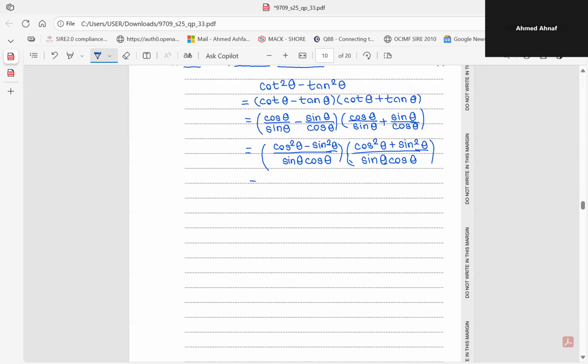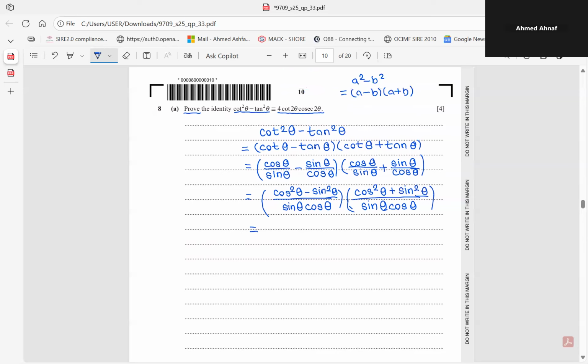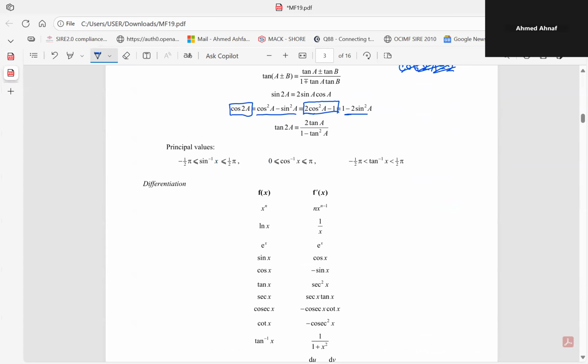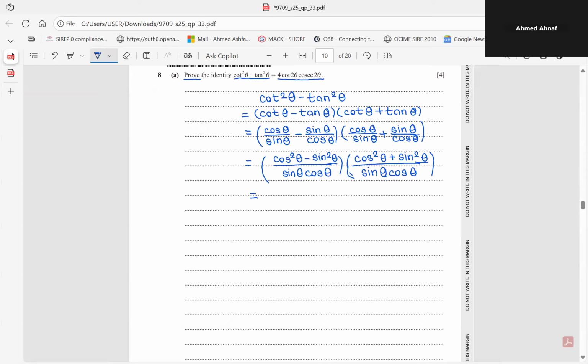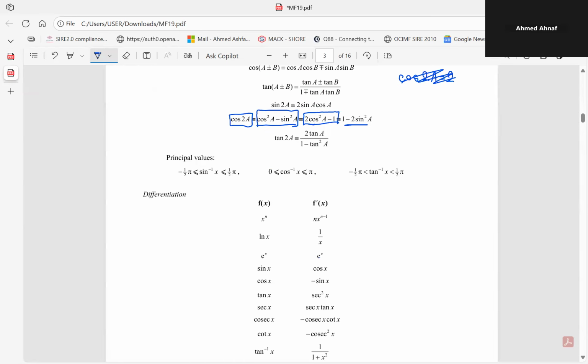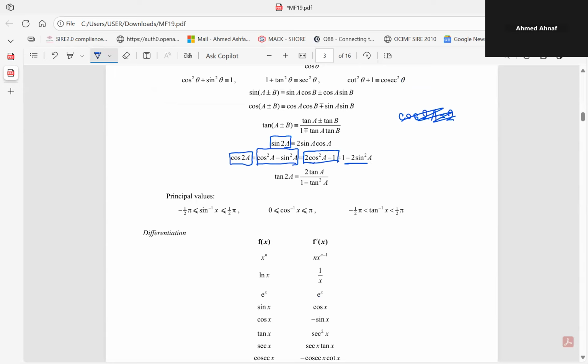So now what we can do is to express these in terms of double angle formulas. For cosine squared minus sine squared, we actually have an identity for that. So it's right here, you can see it's equal to cos 2A. So hence, we can just write this as cosine 2 theta. As well as for sine theta cosine theta, we also have an identity very close to it. You can see sine 2 theta is 2 sine A cosine A. So hence, sine A cosine A is just half sine 2A.